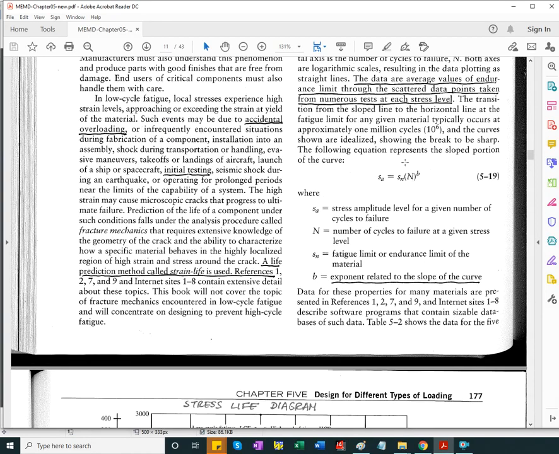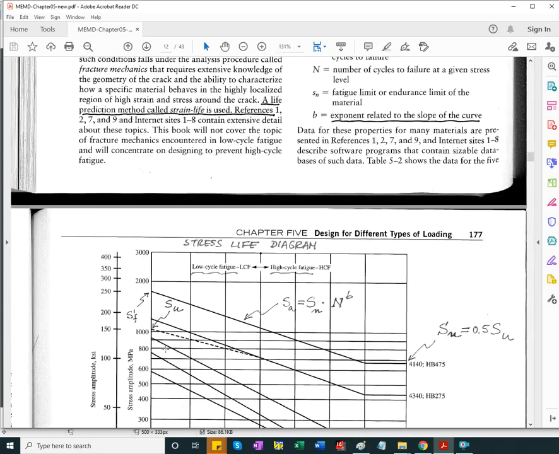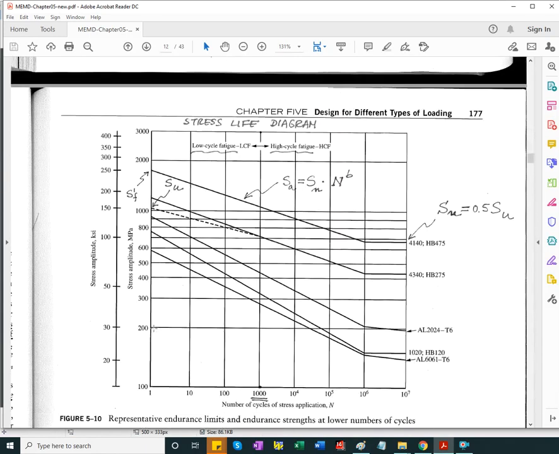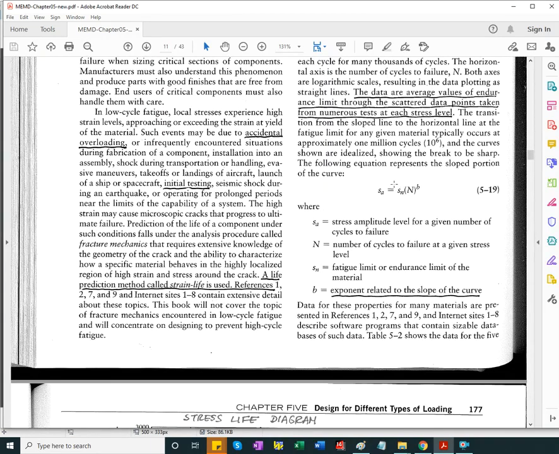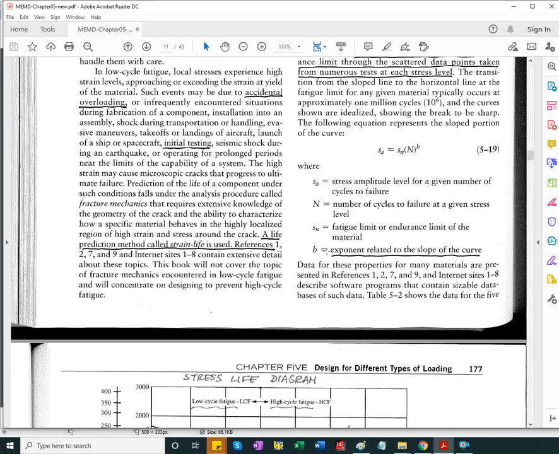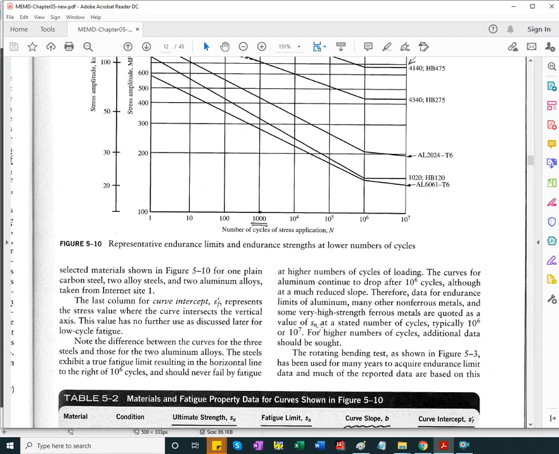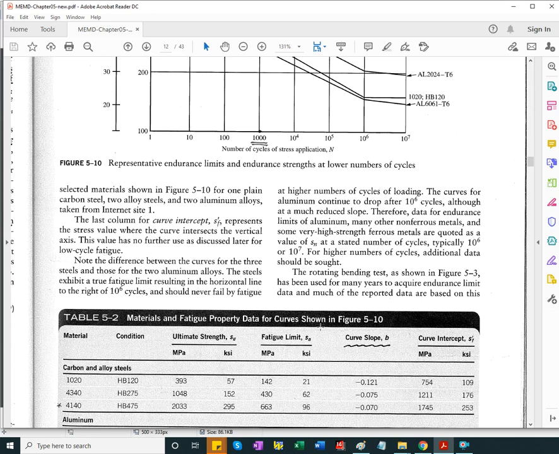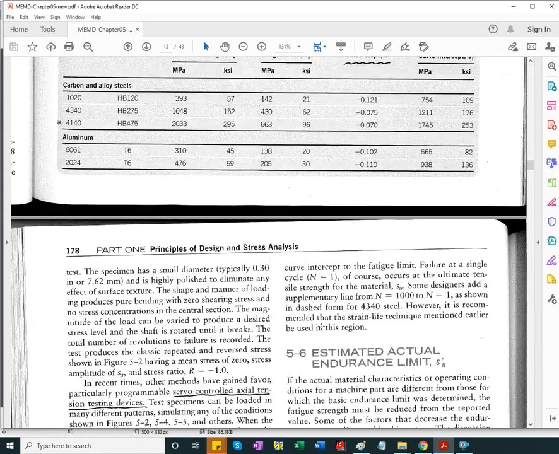Anyway, the sloped portion of the graph has this equation. The amplitude of stress is the endurance limit times the number of cycles to the power b, where b is an exponent related to the slope of the curve, and Sn is the fatigue limit or endurance limit of the material. Sn is very well approximated, for a mirror polished specimen, as half of the ultimate tensile strength of the material.